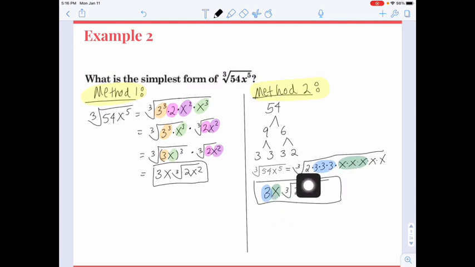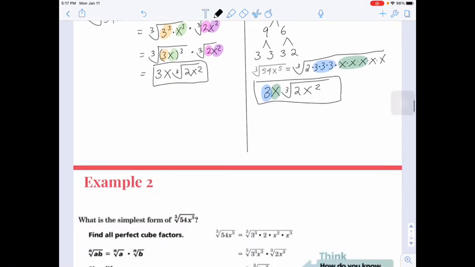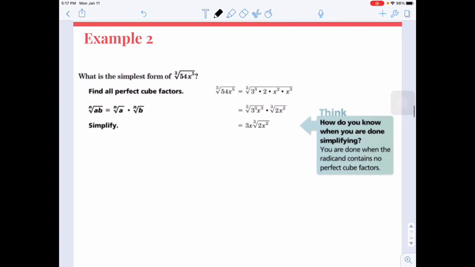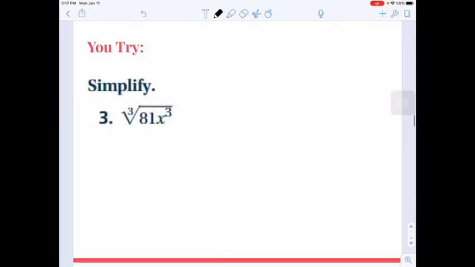Then I have to write whatever's left over. So I have no more 3 of a kinds, I have 1 2 and 2 x's, so those get stuck inside. So that's 2 times x, which is x squared. So this again gives us the exact same answer, 3x times the cube root of 2x squared. Either method is totally okay. The work written out is method 1, with actually fewer steps than I showed. And now I would like you to try number 3, simplify the cube root of 81 times x cubed.